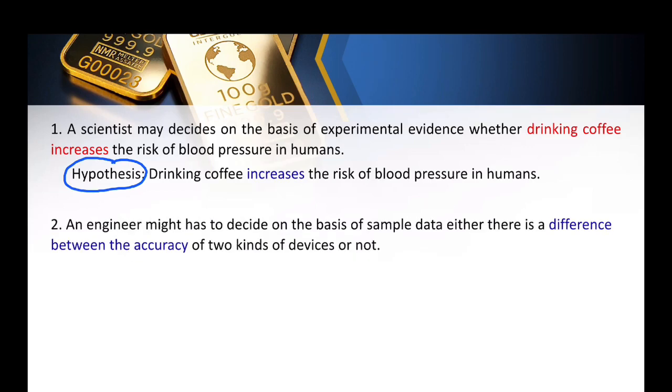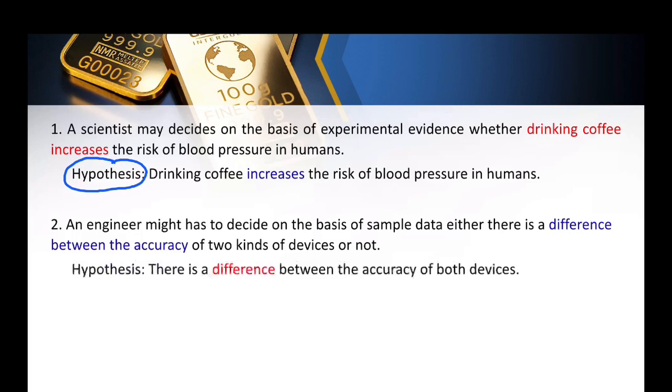Second example. An engineer might have to decide on the basis of sample data whether there is a difference between the accuracy of 2 kinds of devices or not. So the hypothesis, the initial assumption, states that there is a difference between the accuracy. Is it correct, your hypothesis? Is it correct there is a difference between the accuracy? You have to test. So that's why the hypothesis testing comes in.